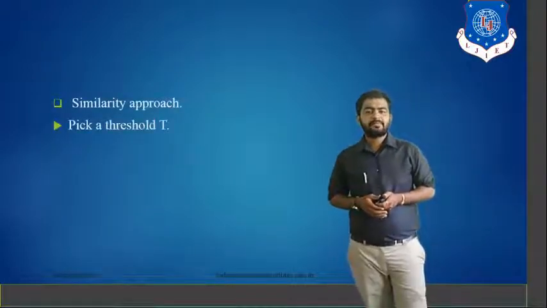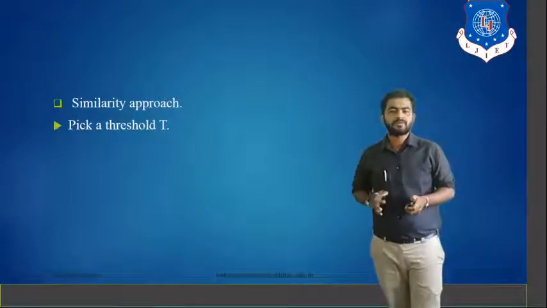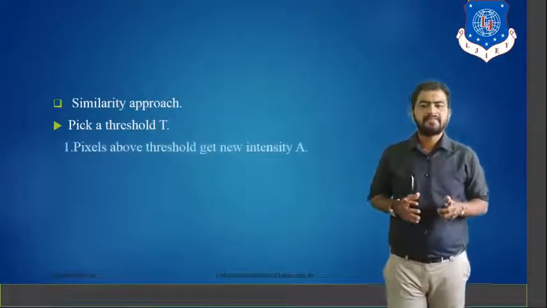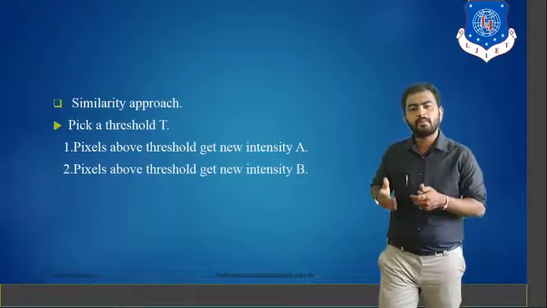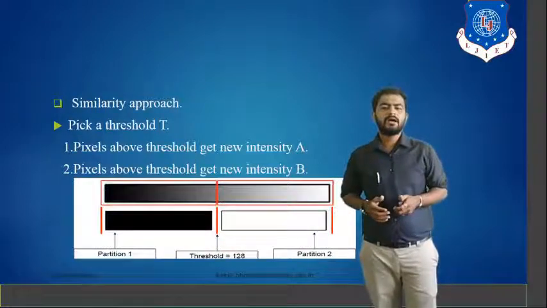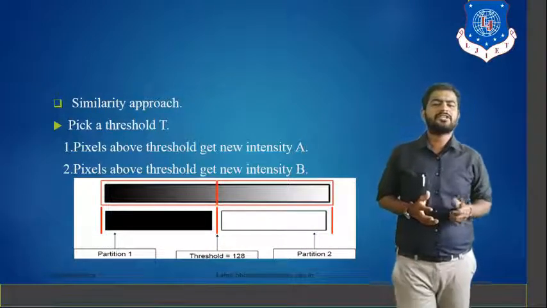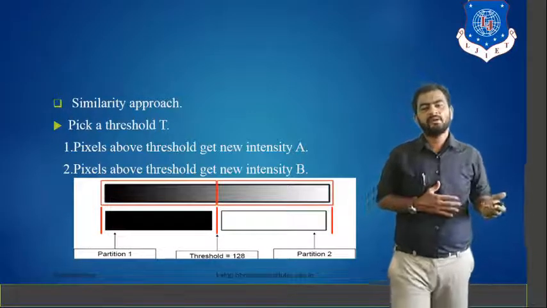Now, the similarity approach. Pick a threshold value t. T is a threshold in terms of the Gaussian value you can fetch. Pixels above the threshold create a new intensity A, and pixels below the threshold get a new intensity B. In terms of above and below, you can differentiate in two parts, as I already told you, in terms of the black portion and in terms of the white portion.